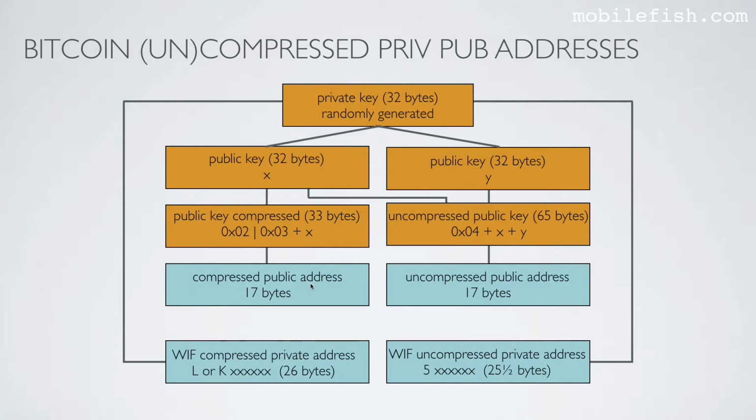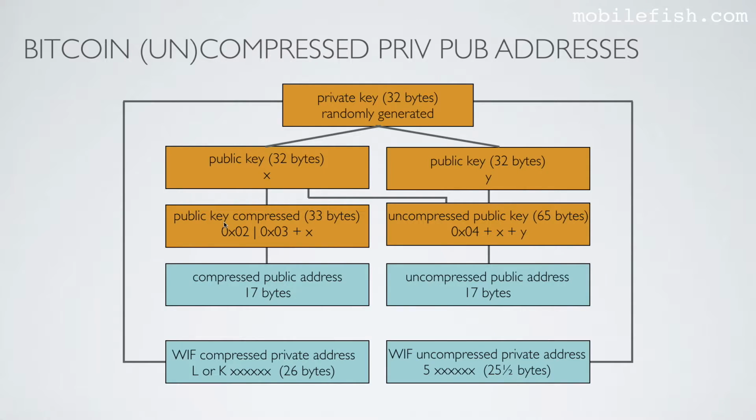Here the word address is used: compressed public address, uncompressed public address, compressed private address, and uncompressed private address. Public addresses are created to make them easier to handle by humans, for example, they implement checksum digits to detect address mistypes. For more reasons why addresses are created, check out part 15 of the blockchain tutorial series.